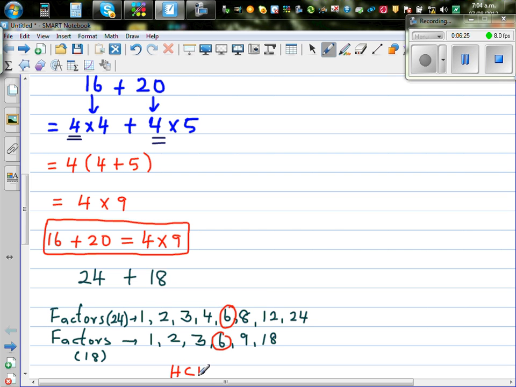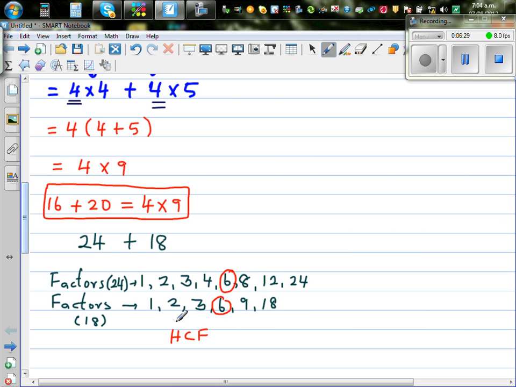I was teaching my daughter HCF, or in some books they call it GCF, greatest common factor, or the highest common factor. Both are one and the same.